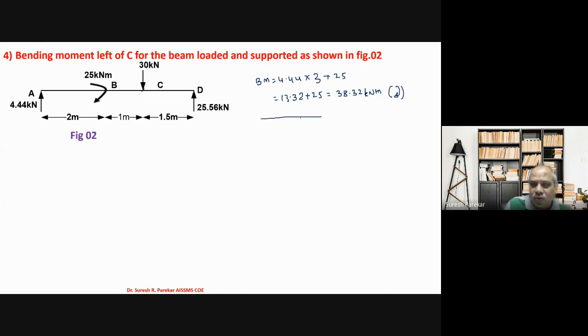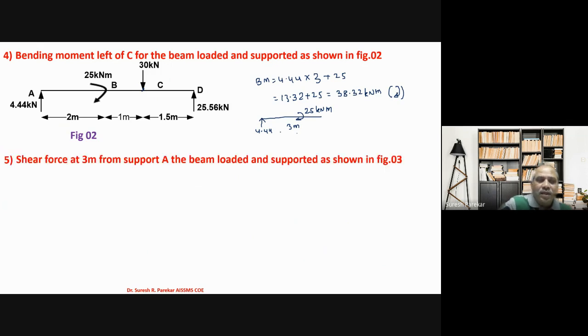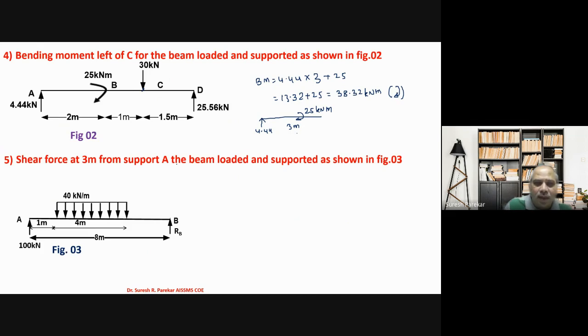If I will show you here, then we have this will be 4.44, 3 meters, and then we have here 25 kilonewton meter. And then we have 4.44 into 3 plus 25 because this is also clockwise. Then shear force at 3 meter from support A of the beam loaded and supported as shown in figure. So 3 meter from A. So from A we have to consider 3 meters.